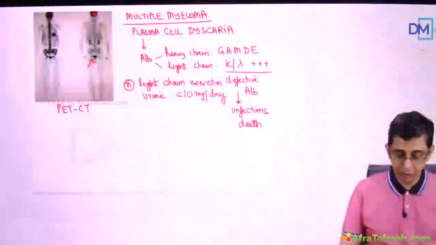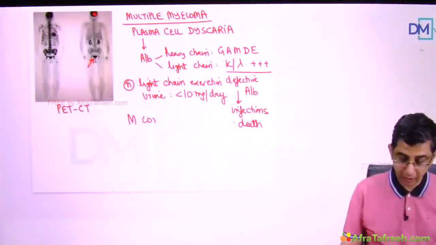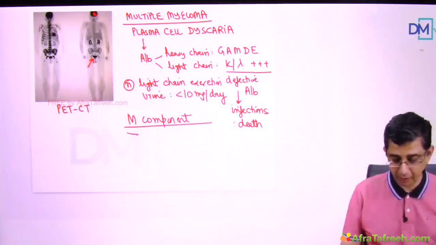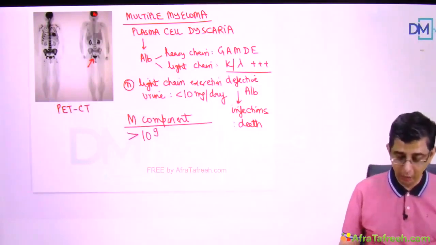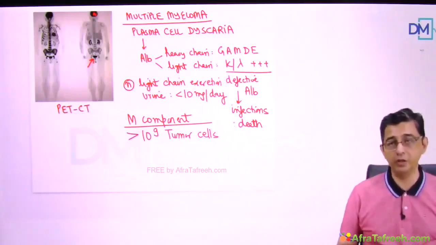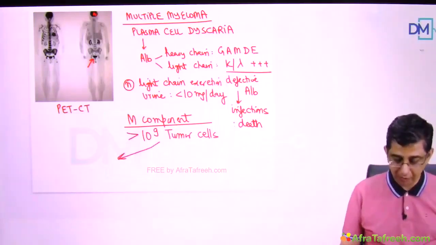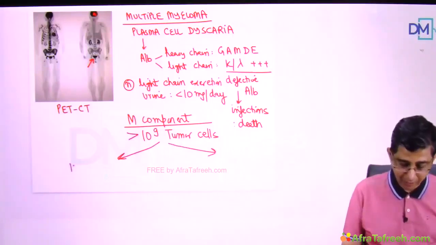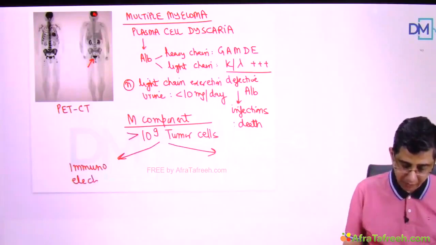You will see me using the term M component again and again in the discussion of multiple myeloma. I would like to clarify that for the M component, that is the light chains, to appear, the tumor load should be at least more than 10^9 tumor cells, which will cause an excessive amount of paraproteins. Now, how would you identify these paraproteins? One of the tests available to identify the paraproteins is immunoelectrophoresis.